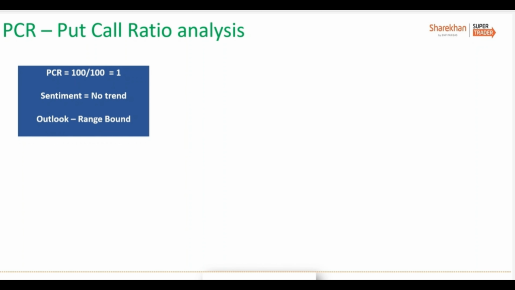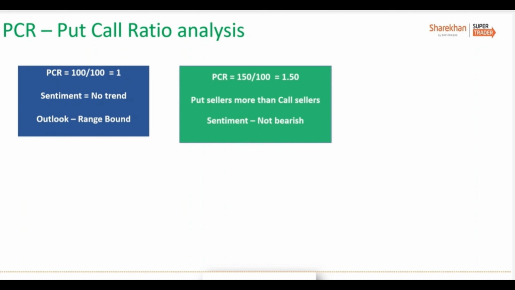As a writer's point of view, we will look at even the put-call ratio also, as a writer's point of view. If it stays around one, then there is no trend; it could be a range-bound market. When the put call ratio is more than 1 and it's in the range of say 1 to 1.5, we know that put sellers are more than call sellers, which is at least not bearish.